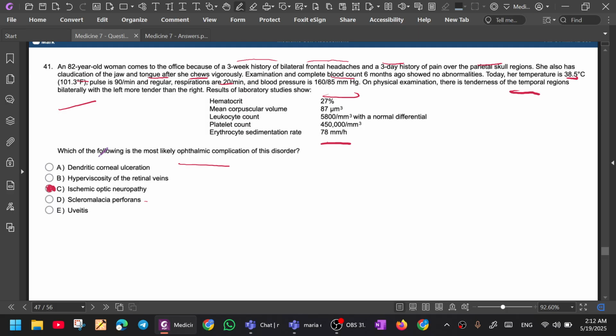Frontal headache, pain of the parietal skull, claudication, jaw, tongue. What is your diagnosis? GCA, vasculitis, temporal arteritis. Yes. Okay. Ready.